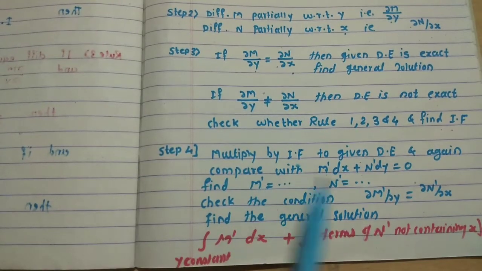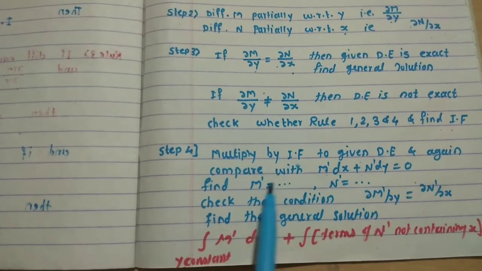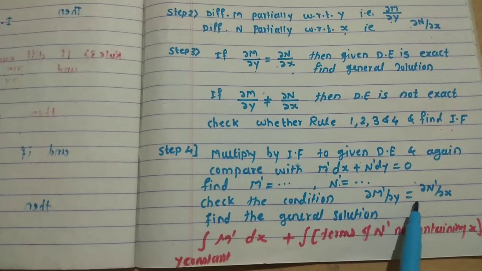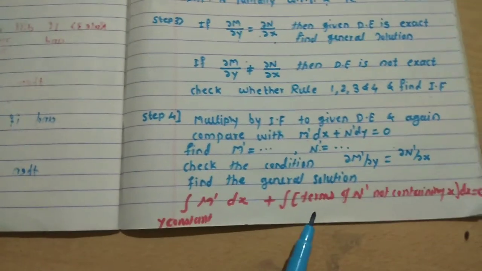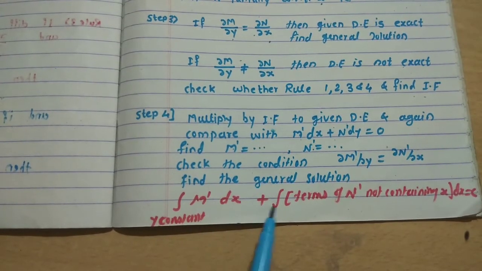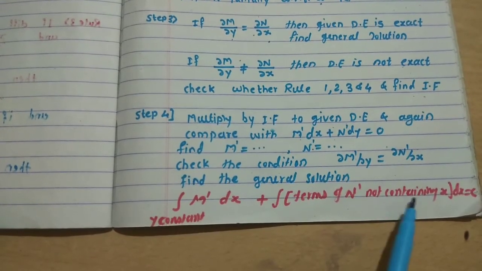Then write down M dash and N dash. Then check the exactness condition using M dash and N dash: you will get del M dash by del y equal to del N dash by del x. Now if this is exact, then find the general solution. So your general solution will be the integration of M dash dx, with y as constant, plus the integration of terms of N dash not containing x.